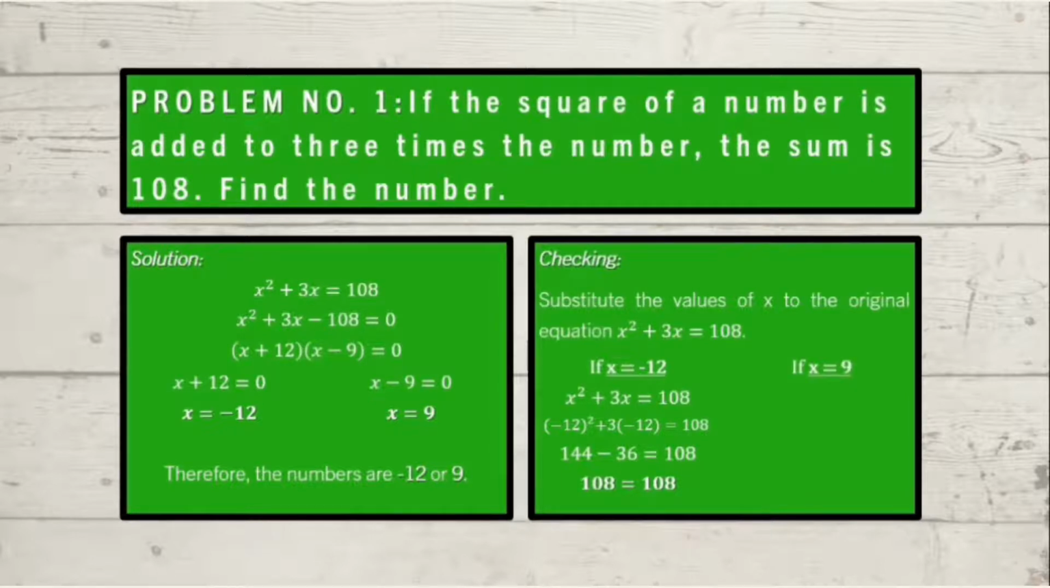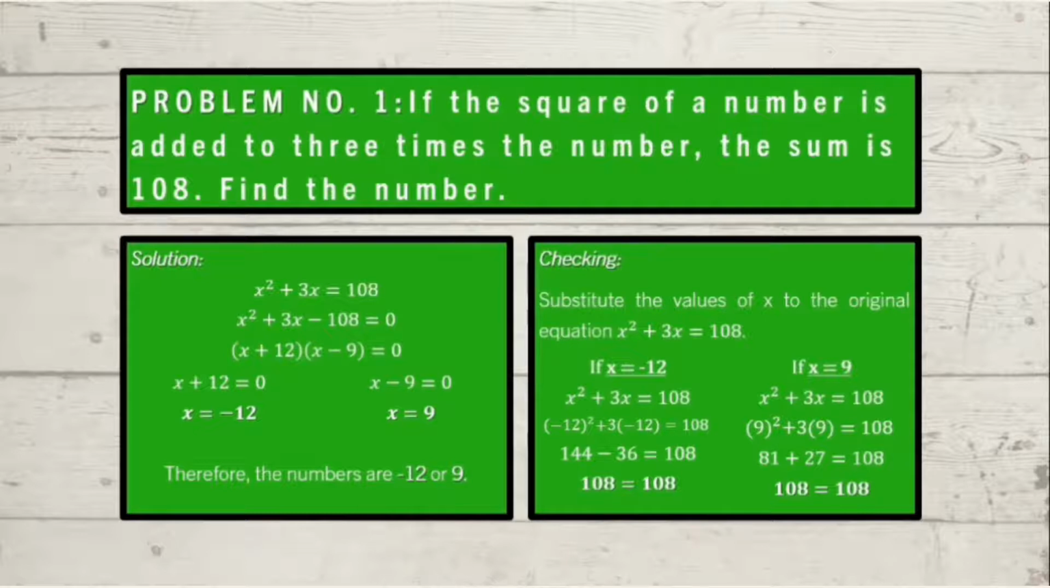For the other value of x, we have 9. Then, just substitute the value of 9 into the original equation, which is this. 9 squared plus 3 multiplied by 9 is equal to 108. Just simplify. We will have 81 plus 27 is equal to 108, and that is 108 is equal to 108.